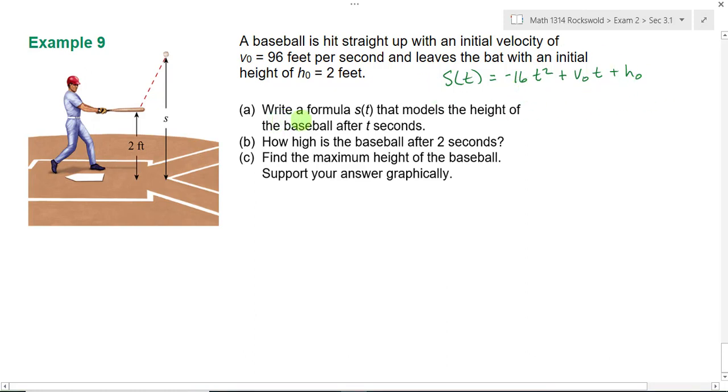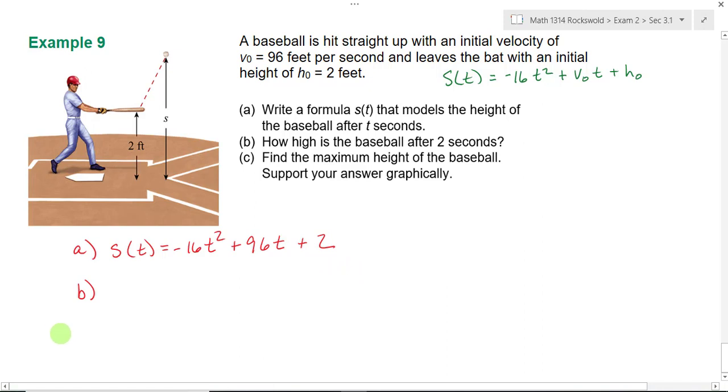So on part A, we're asked to write a formula that models the height of the baseball after t seconds. All we do is plug in the numbers that they gave us in the problem for the initial velocity and the initial height. So for part A, we were told that the initial velocity was 96 feet per second and the initial height was 2 feet off the ground. So there's our function that models the height of the ball after t seconds.